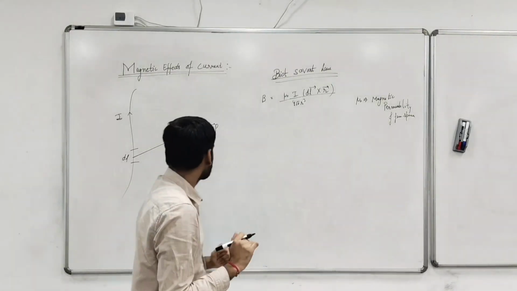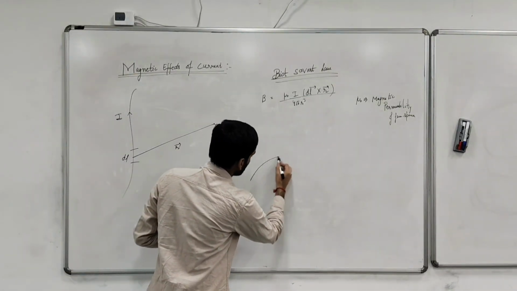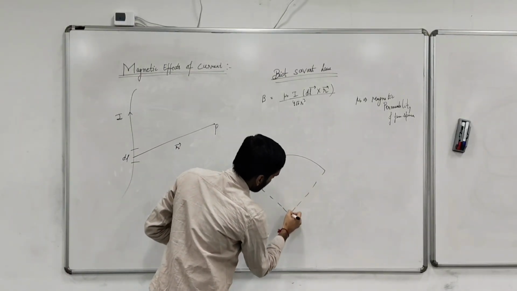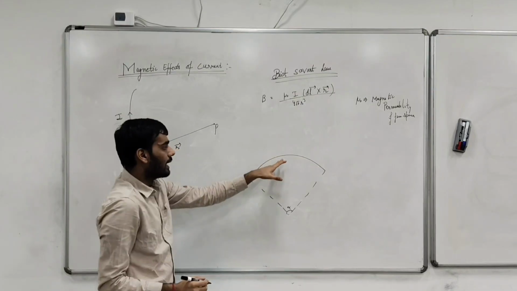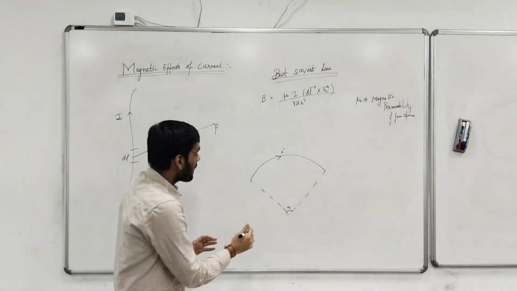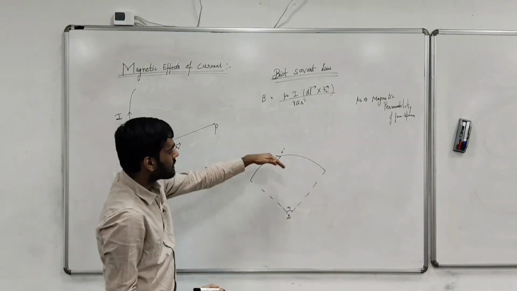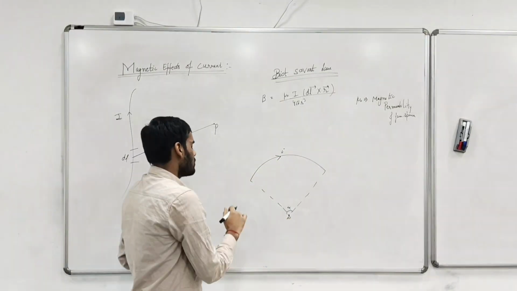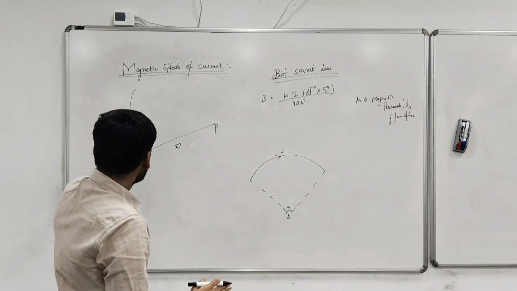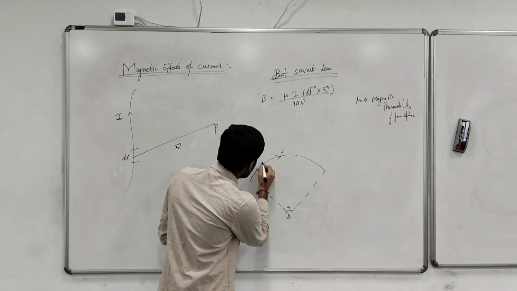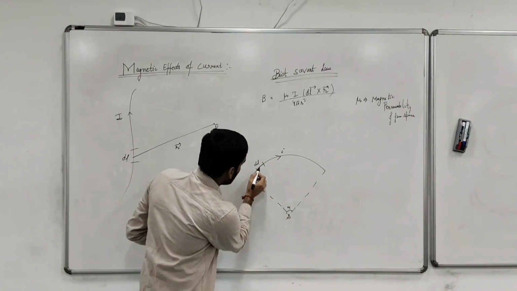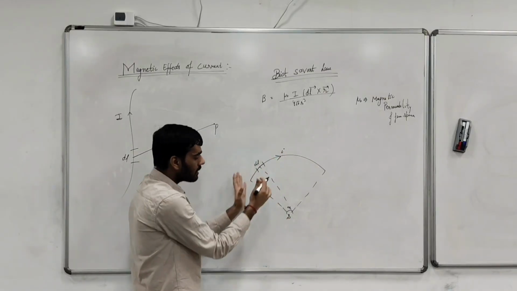So let's begin with very simple things. Take an arc, let's take it of angle alpha. A current I is flowing in this arc. Now we want to calculate the magnetic field at this point P due to this current carrying arc. The process is very similar. You have to take a small dl element here and calculate the magnetic field due to this element at this point P. Obviously it is an arc, so the distance is r.